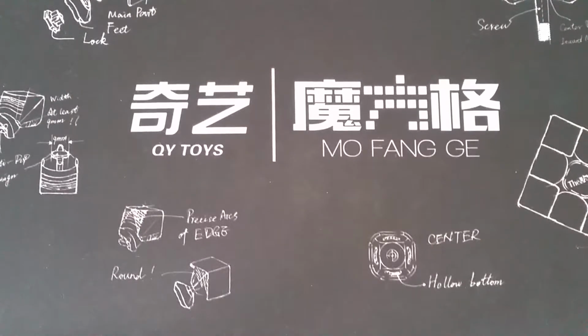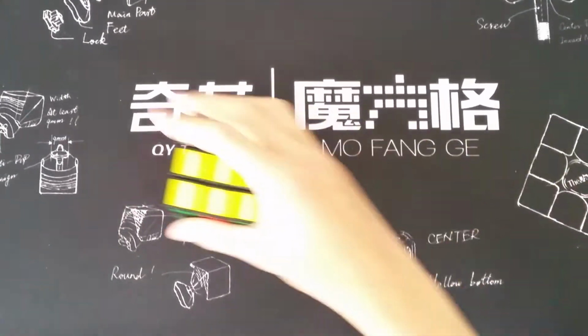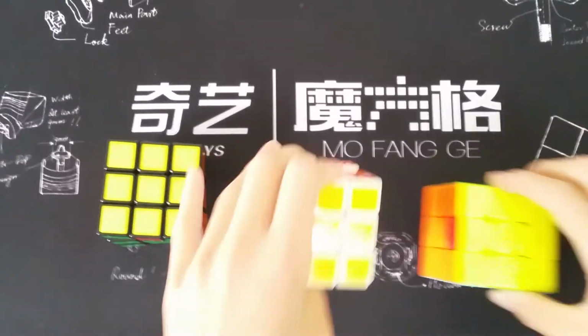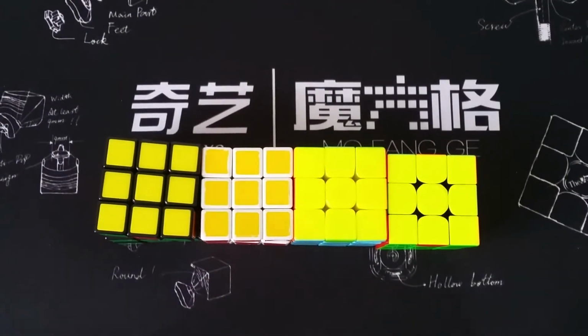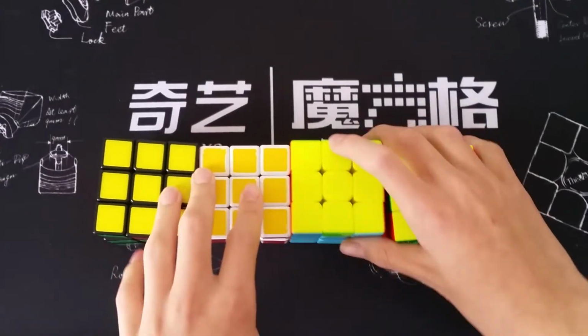Hello everyone, today I'll be showing you the last step of the 3x3 Rubik's Cube. So, after you finished all the other stages, you'll get one of 4 cases.